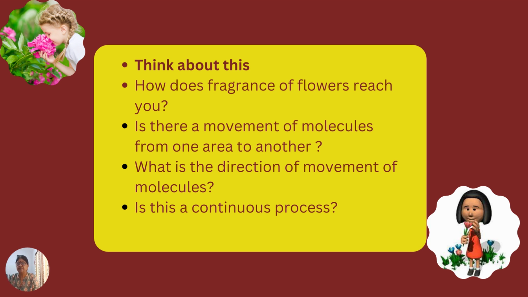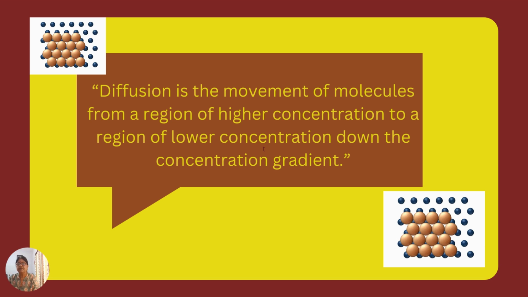Check these questions. We know that the fragrance of flowers, aroma of delicious food, or bad odor reaches us even from a distance. This is possible due to movement of molecules from high concentration area to low concentration area. And this movement stops when a homogeneous mixture is formed. So shall we define what diffusion is? Diffusion is the movement of molecules from a region of higher concentration to a region of lower concentration down the concentration gradient.